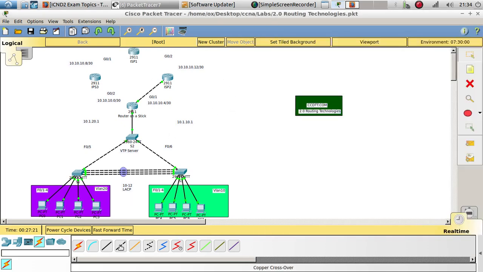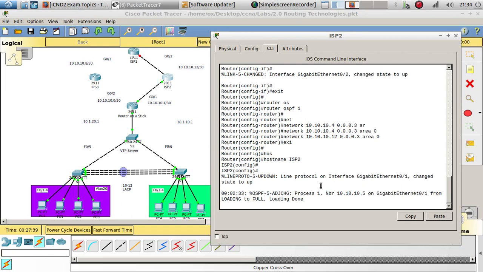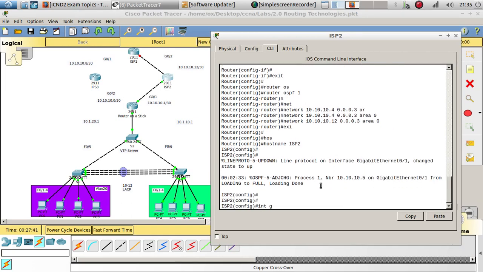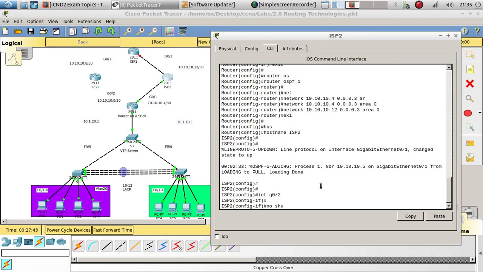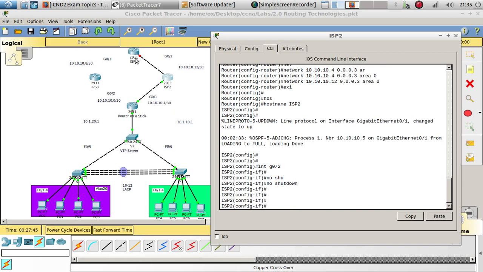And now if we go ahead and plug these two in, one of them is, let's remember this, is it on 1 or is it on 2? It is on 2. Okay, so did I not do a no shutdown on interface gigabit 0/2? No shutdown, still not working.